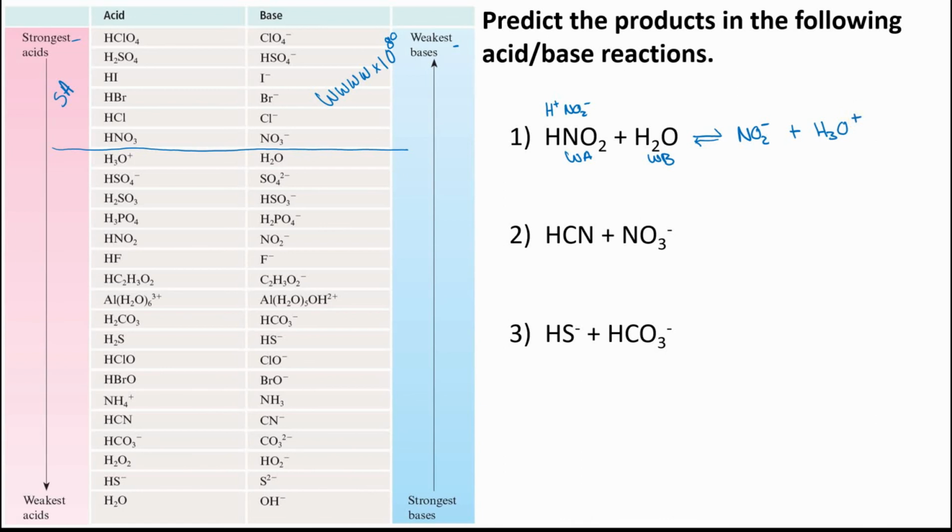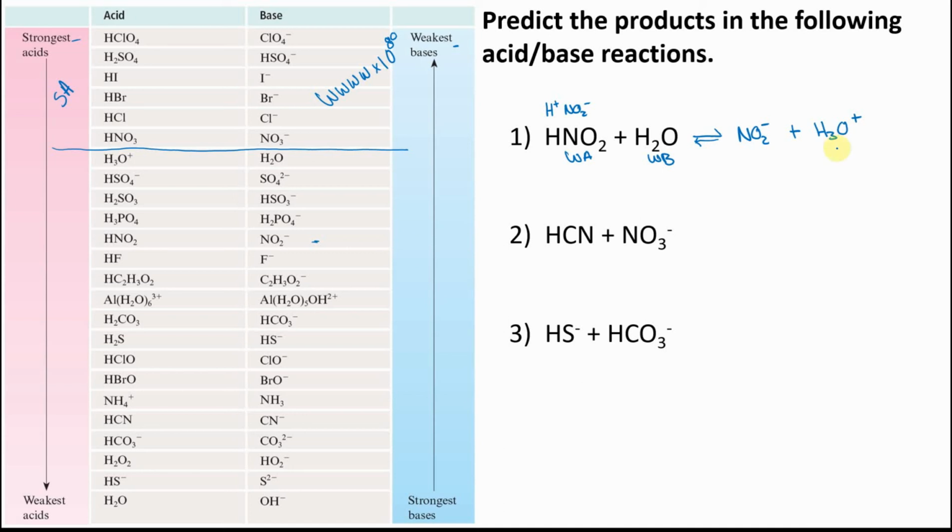And I can take a quick look over at my weak bases, and NO2 minus is not on there, so if I've forgotten where it is, in fact here it is, then I can look at the chart to confirm. And in fact, I look at this and NO2 minus is about midway through. F minus is about midway through between our strong bases and our weakest bases. So it's a weak base.